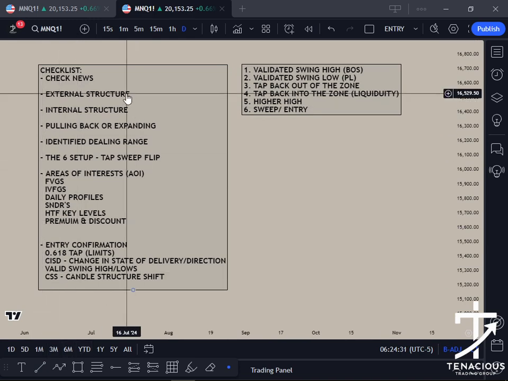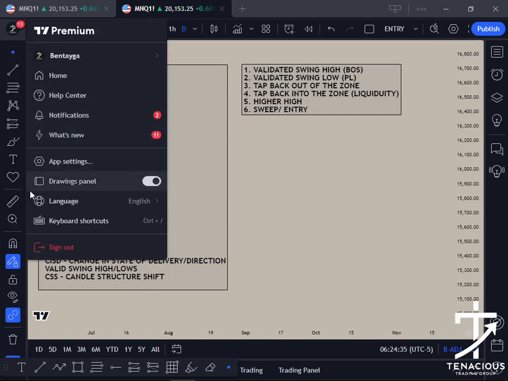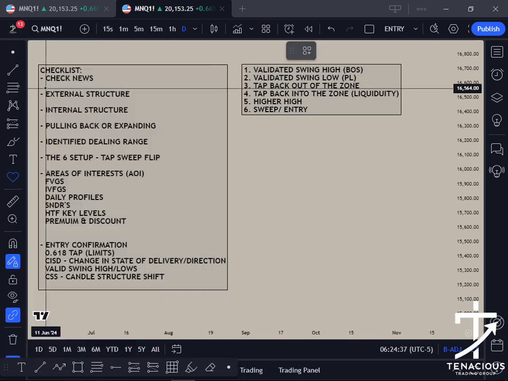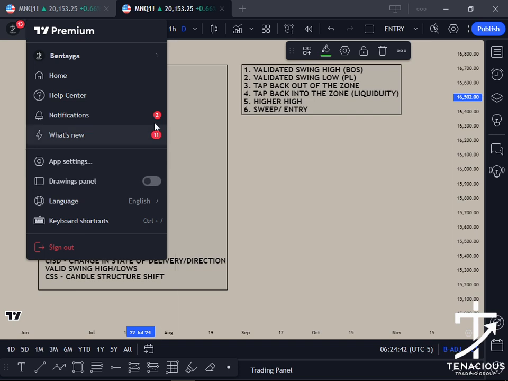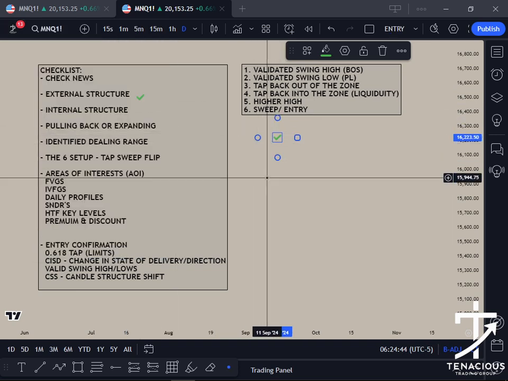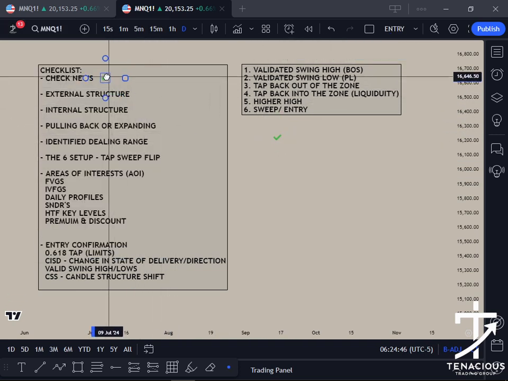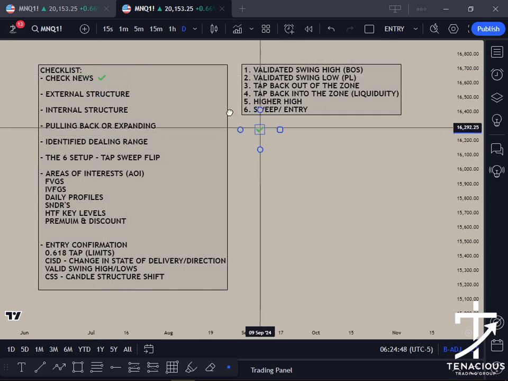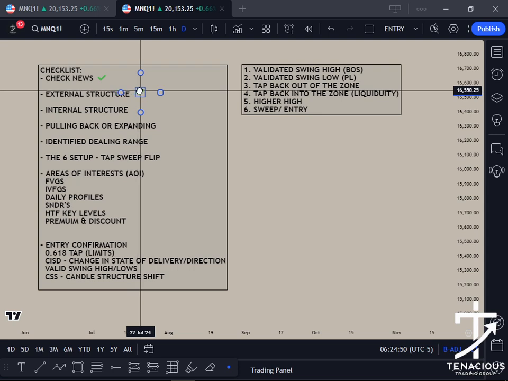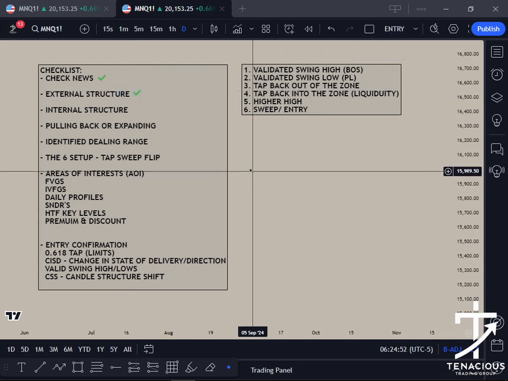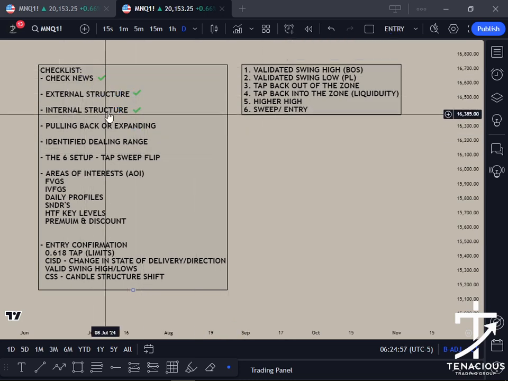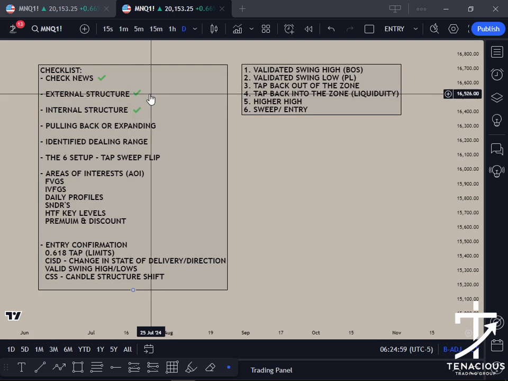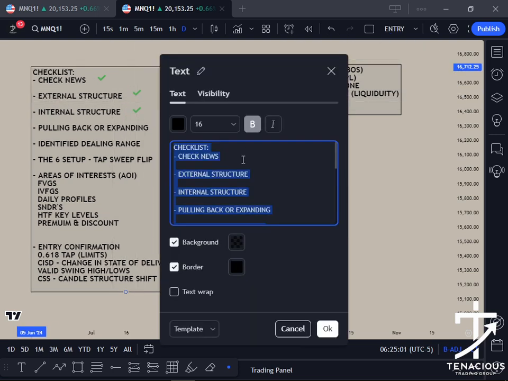So externally, we were able to identify that we checked the news. We've been able to identify that we are bullish externally. Internally we are bearish. Let me actually just write that in.